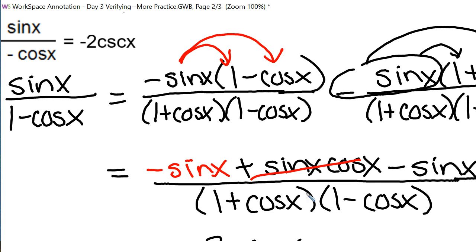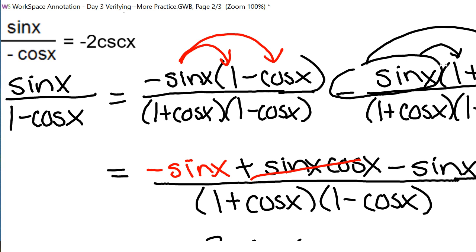And in the denominator, let's go ahead and multiply these because I can already see that we're not going to have any binomials cancel with the numerator and denominator. So go ahead and multiply, and what's 1 plus cosine x times 1 minus cosine x? 1 minus cosine squared of x.